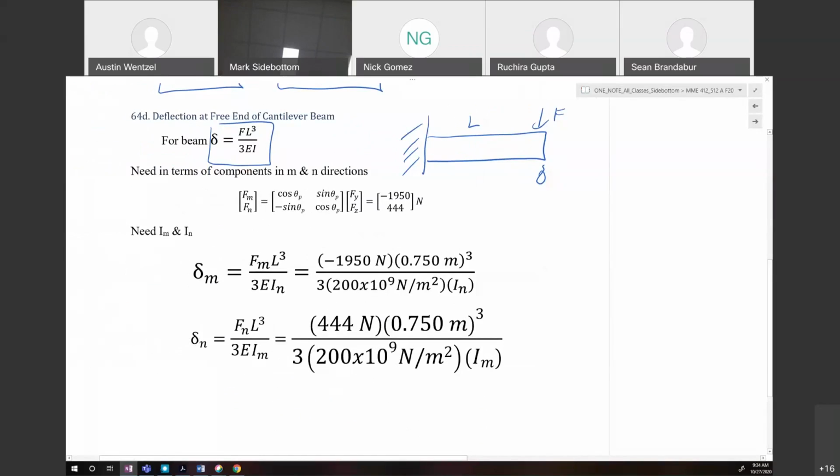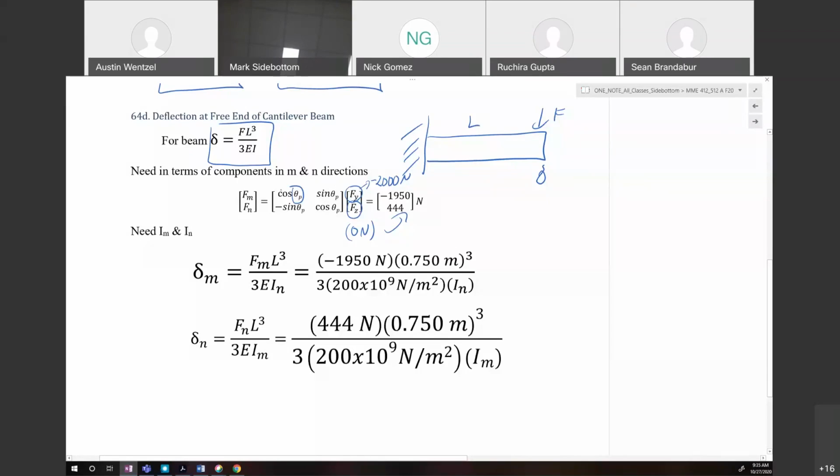What we first need to do is rewrite our applied force in terms of the m and the n directions. We know what theta p is equal to, and we know what Fy and Fz are equal to. If I recall correctly from the problem, Fy is equal to minus 2,000 newtons, and Fz is equal to 0 newtons. We plug those in and we can solve for Fm and Fn.